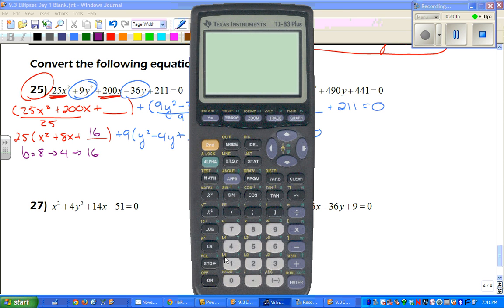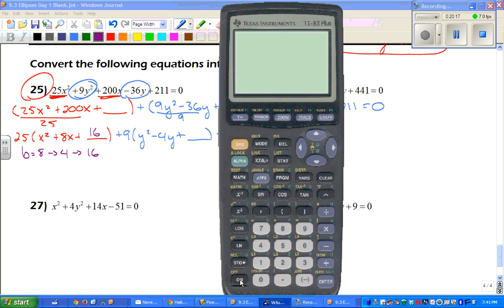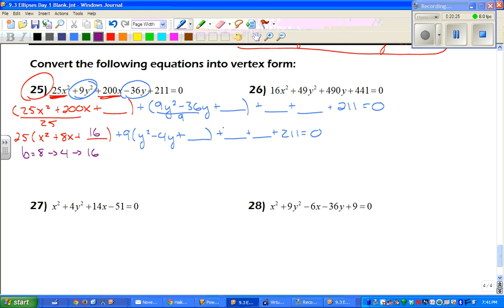If my calculator would work. Okay, 16 times 25 is really 400. That means on the outside, I have to balance it out with negative 400. Second parentheses are y values. My b value is negative 4. Cut it in half, I get negative 2.